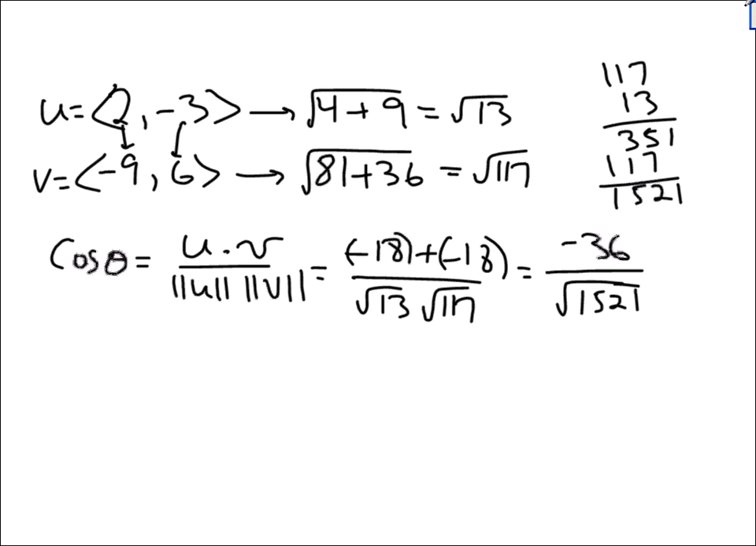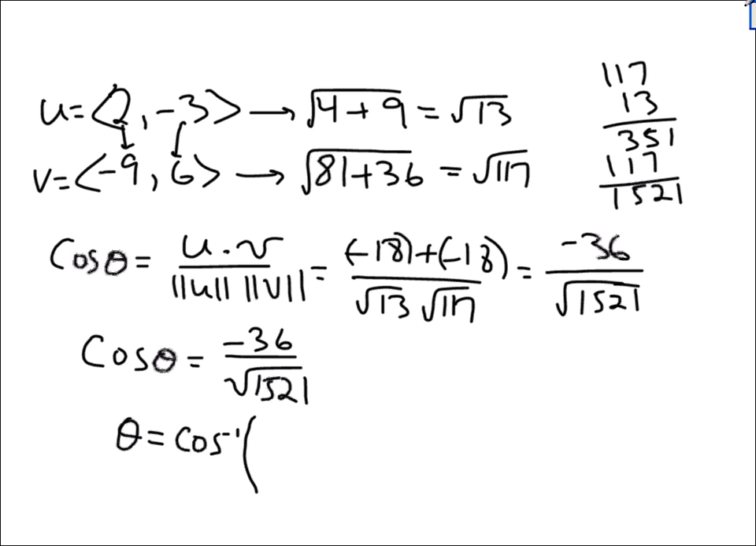So, how you would define the angle is as follows. The cosine of this angle is negative 36 divided by this. Now, I believe answers should be exact. So the exact answer is the cosine inverse of negative 36 over the square root of 1521. If you want to use your calculator and get an approximation, go for it. Me, I want the exact answer.